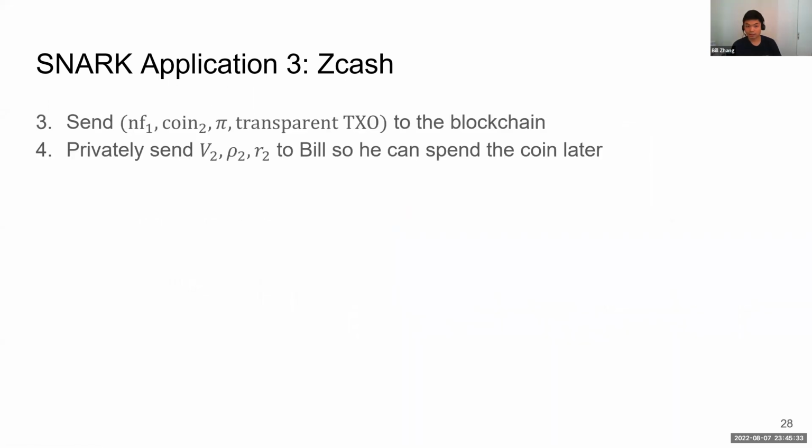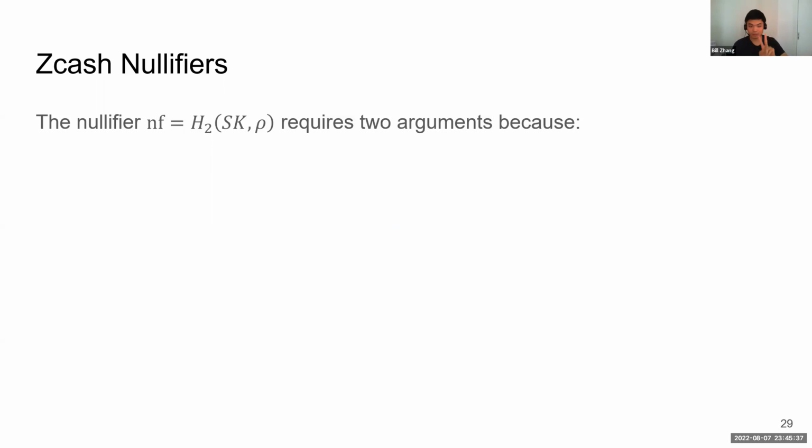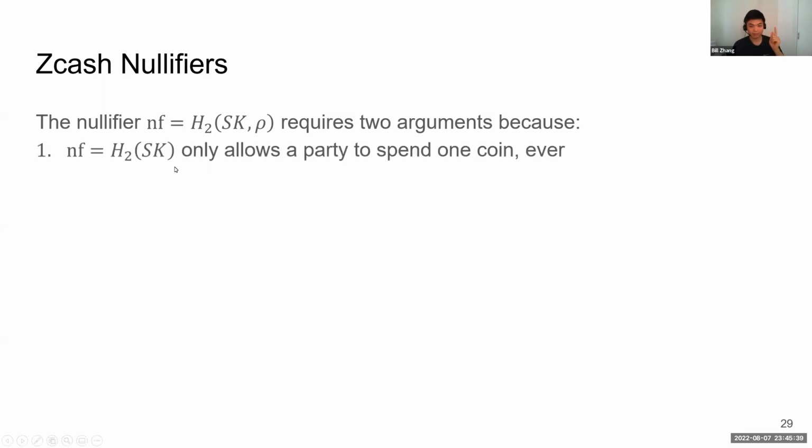Great questions. So, going back to the nullifier slide. The nullifier requires both of these arguments because, first, the nullifier needs the secret key. The nullifier cannot only have a secret key. If the nullifier was generated this way, that would be bad, because if it only uses a secret key to generate, then one party can only ever spend one coin ever, because there's no way to differentiate between all the different coins the party might own. There's only one secret key argument here. So the nullifier cannot just have this one argument.